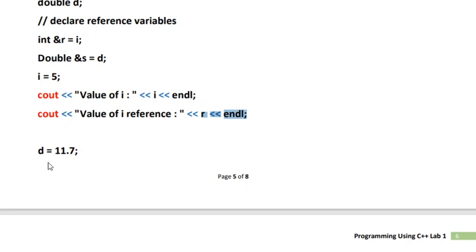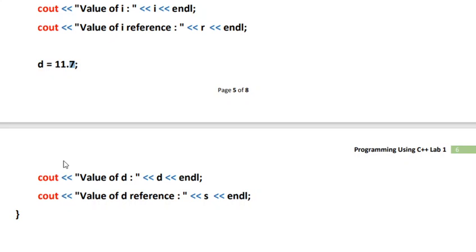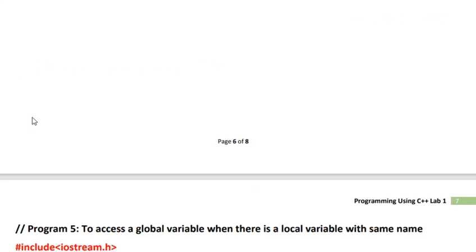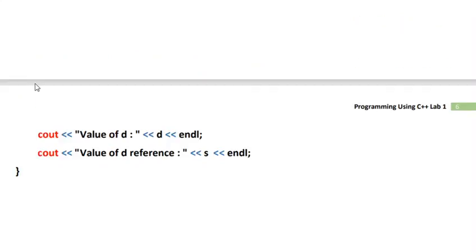Now here again, D is initialized with a value of type double, that is 11.7. Now S is a reference to D, so I can use D or S for printing the value of D. Here I'm printing the value of D, so it will print 11.7. Here also it will print 11.7 because S is a reference to D. Now this is the next program that you have to execute, right?